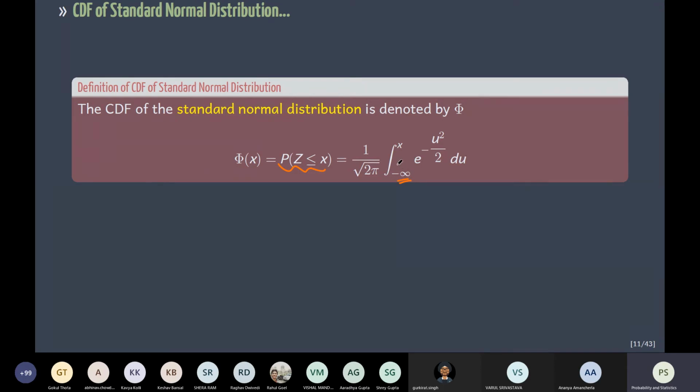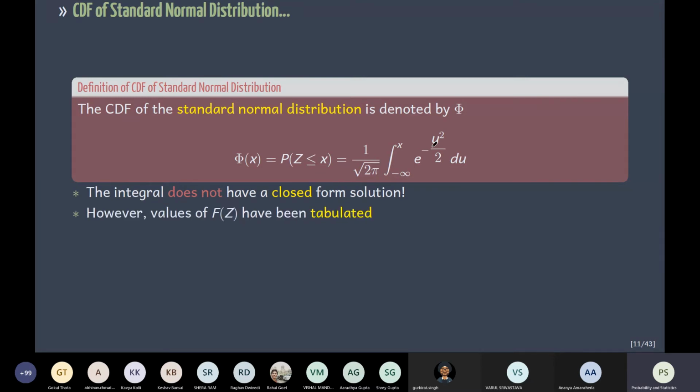So this integral does not have a closed form solution. We cannot really find a closed form solution for this. So there will be tabular results for this. We will rely on some tabular data that I will let you know later. So the values of F_Z will be tabulated. It's the same thing as F of Z.